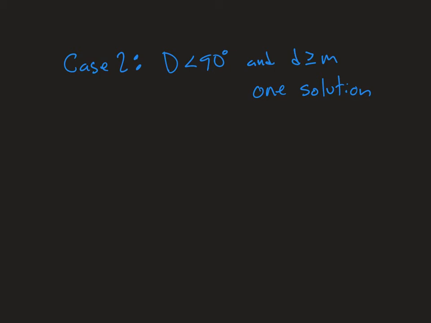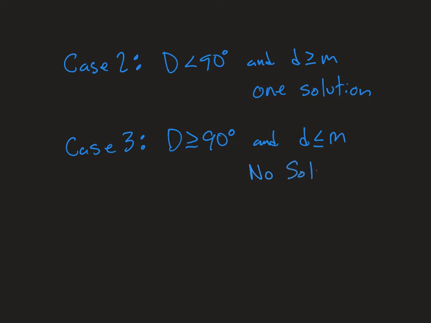Case 1 and case 2 together make up all of the acute angle situations. Case 3 is when the angle is greater than or equal to 90, so the obtuse and right angles. You could be greater than or equal to 90 degrees and d is less than or equal to M. If d equals M or it's less than M, then it turns out there's no triangle that fits that given information. So this is a no solution. And I must have bumped something. Oh, nope, it's moving. Okay, so when the angle is obtuse, but the side d, the opposite side, is less than the adjacent side, there is no solution.